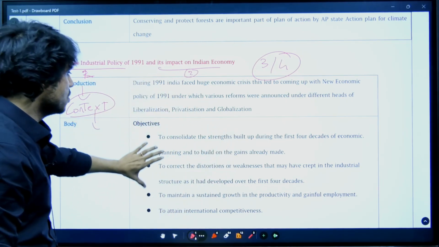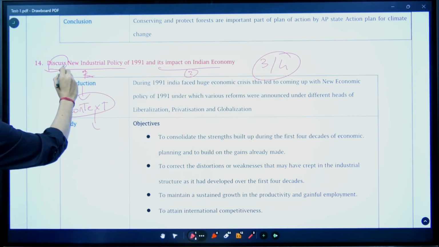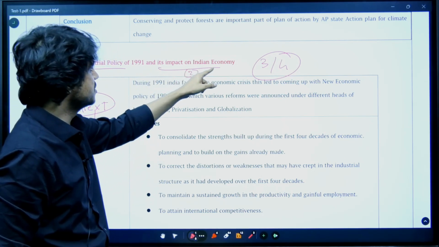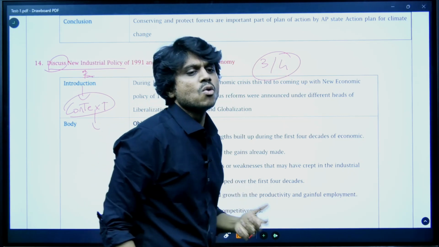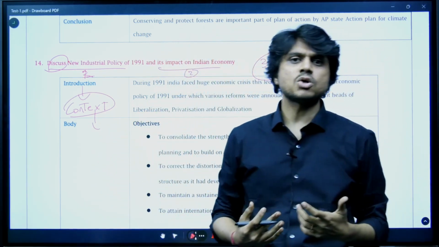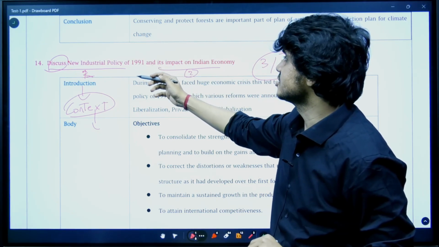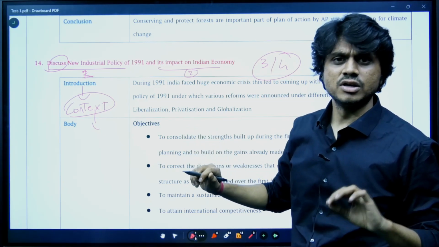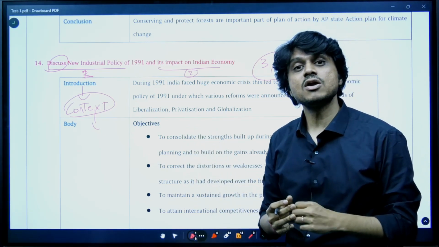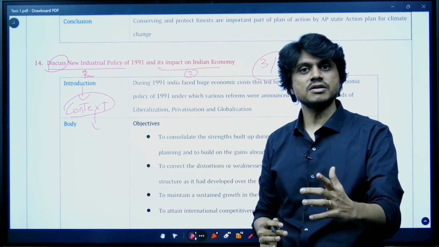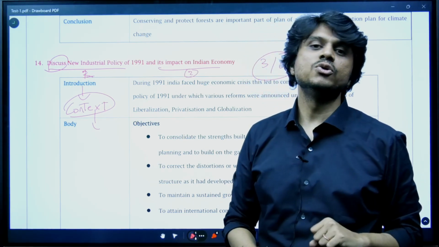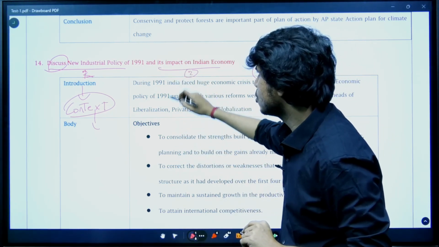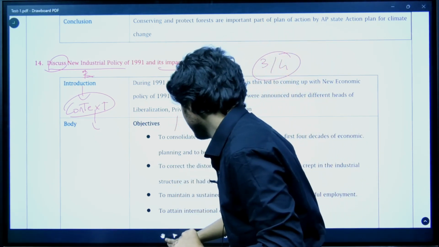Now coming to the body, he's asking us, let's say, to discuss the new industrial policy of 1991. In order to discuss the new industrial policy of 1991 and its impact on the Indian economy, first we need to talk about what the new industrial policy of 1991 actually is and what its objectives are. Even if the question is a single line, like analyze the new industrial policy of 1991, it brings coherence and flow to the answer when I discuss what the new industrial policy of 1991 actually is. So you will talk briefly about the new industrial policy and its objectives.